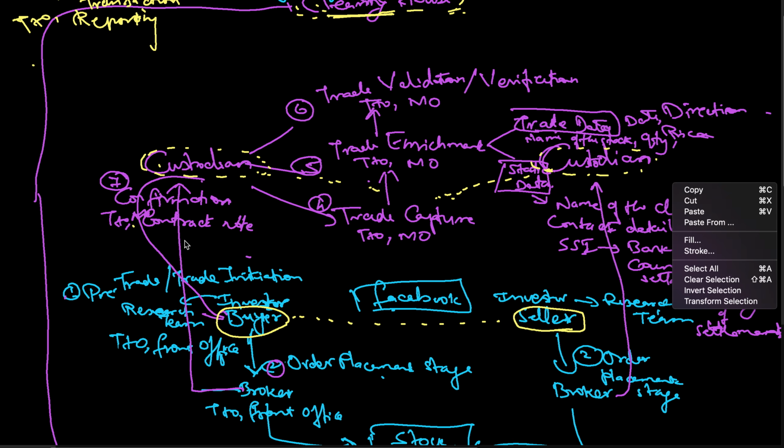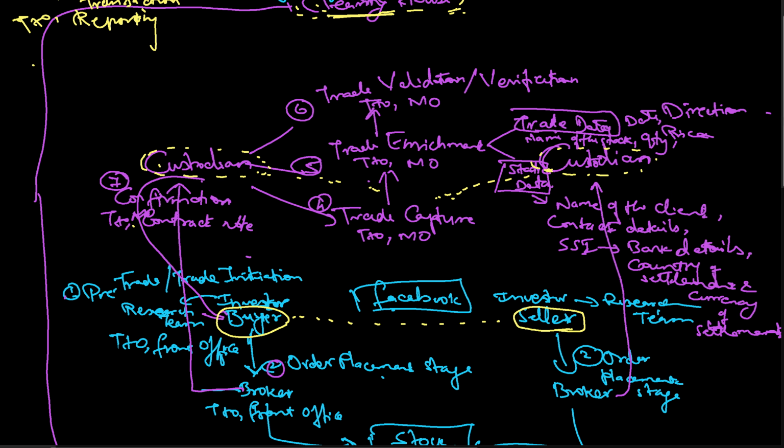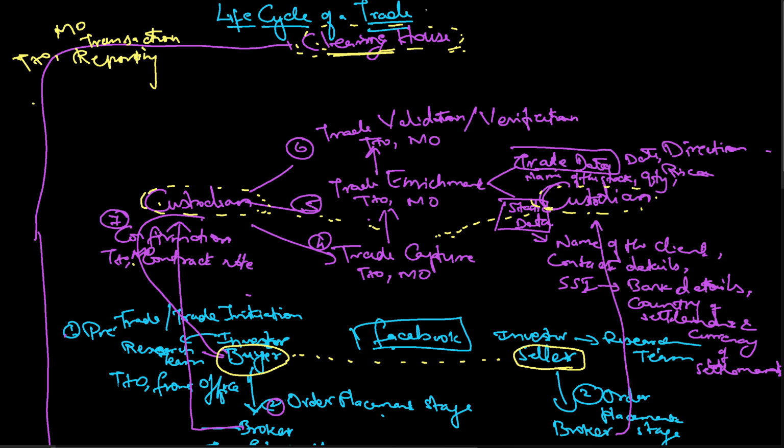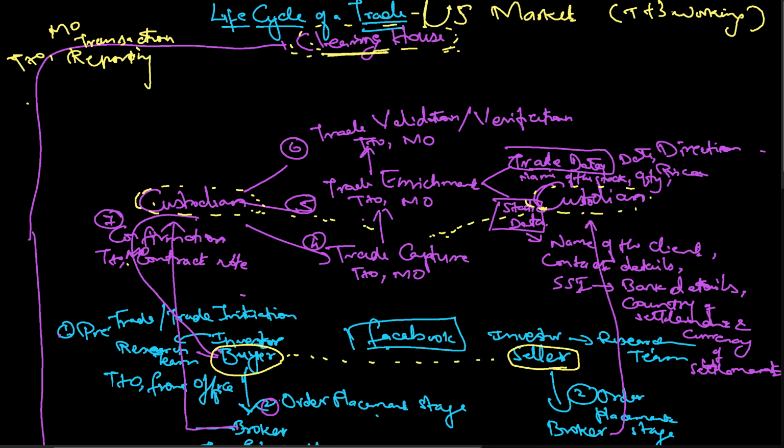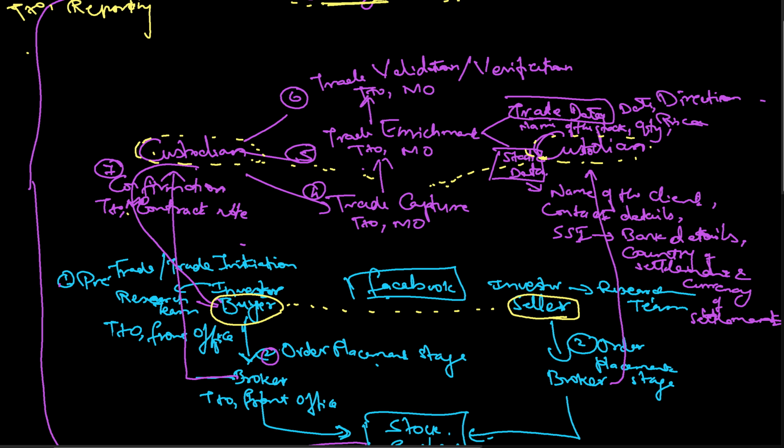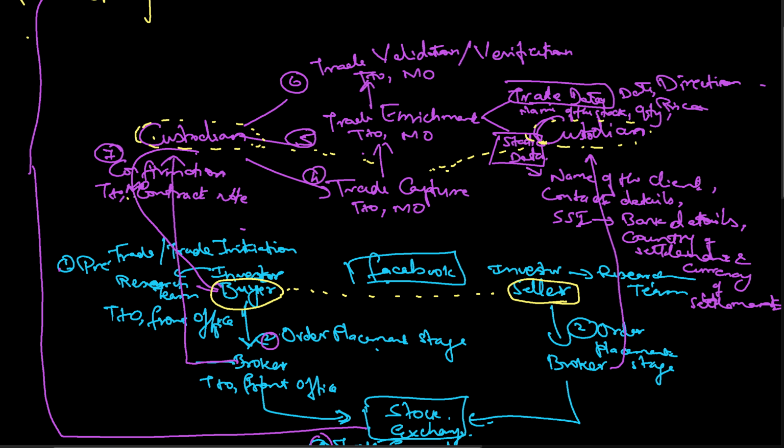On T+1, there is only one step. This trade life cycle is as per the US market, where it takes T+3 working days. We are checking here why it takes T+3 and what happens in those 3 working days. That is what we are learning over here. On T+0, so many steps happen. On T+1, there is only one.